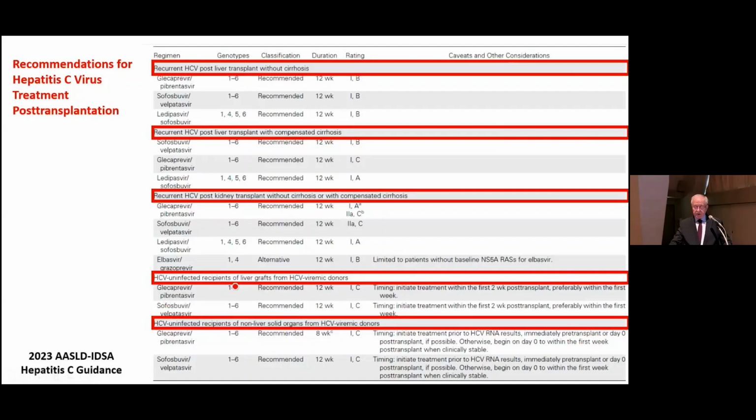HCV-uninfected recipients of liver grafts from HCV viremic donors can be treated with glecaprevir, pibrentasvir, sofosbuvir, velpatasvir for 12 weeks. HCV-uninfected recipients of non-liver solid organs from HCV viremic donors also can be treated with glecaprevir, pibrentasvir, sofosbuvir, velpatasvir, pangenotypic, for 8 weeks or 12 weeks.